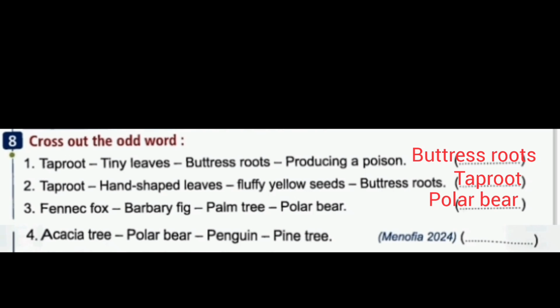Number 4. Acacia tree, polar bear, penguin, pine tree. We will choose acacia tree because all items can survive in snowy habitat or polar habitat, except acacia tree can survive in grassland or in savanna.